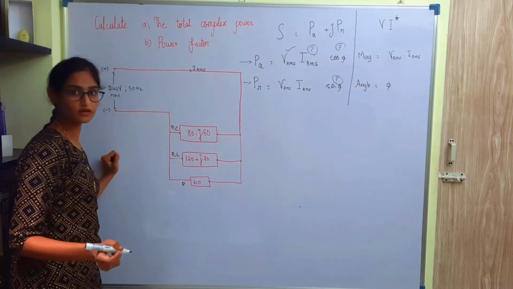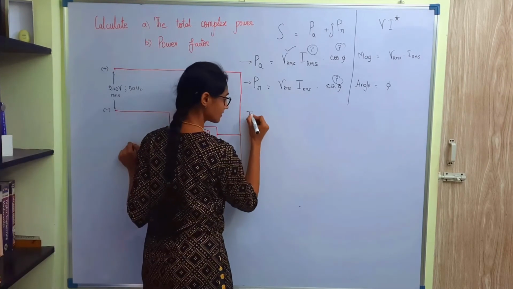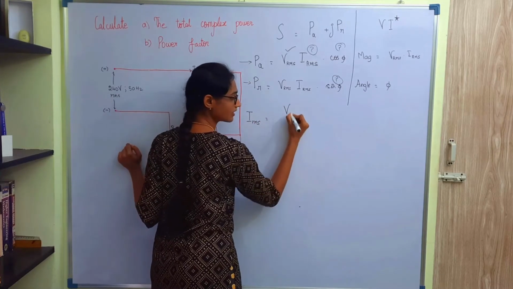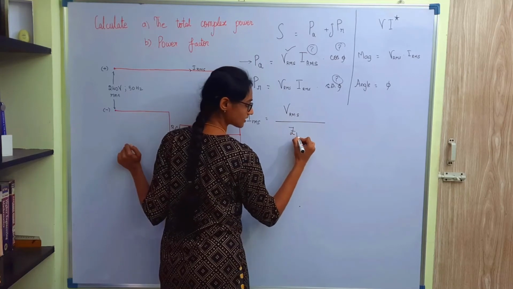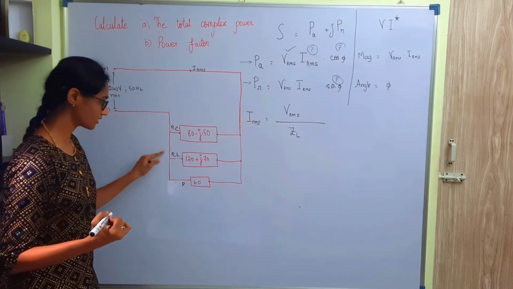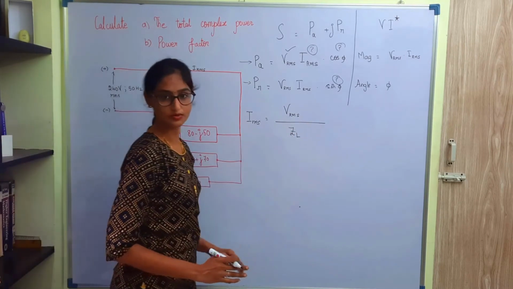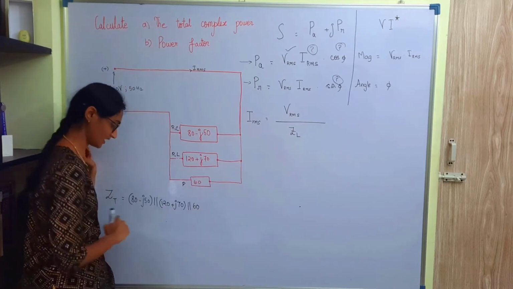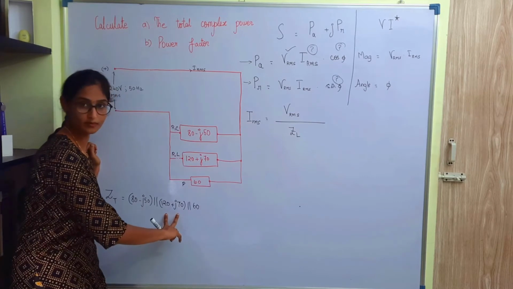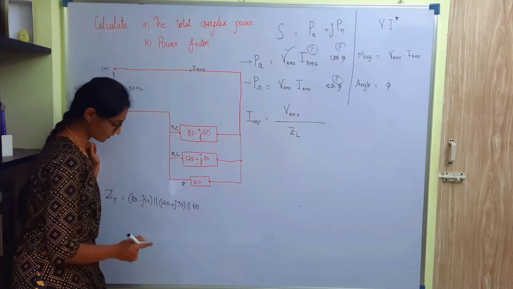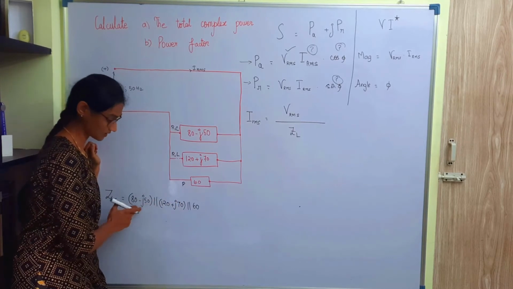From Ohm's law we know that current is voltage divided by the resistance. Here Irms will be Vrms divided by the impedance ZL, which is the parallel combination of these three impedances. Let me first find that out and then I will substitute here. The effective impedance will be (80 minus 50j) parallel with (120 plus 70j) parallel with 60. So we will first find out the parallel combination of the last two and then we will consider this.